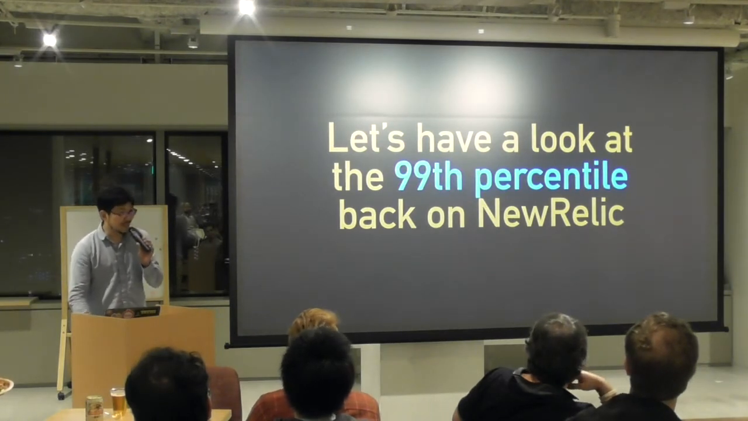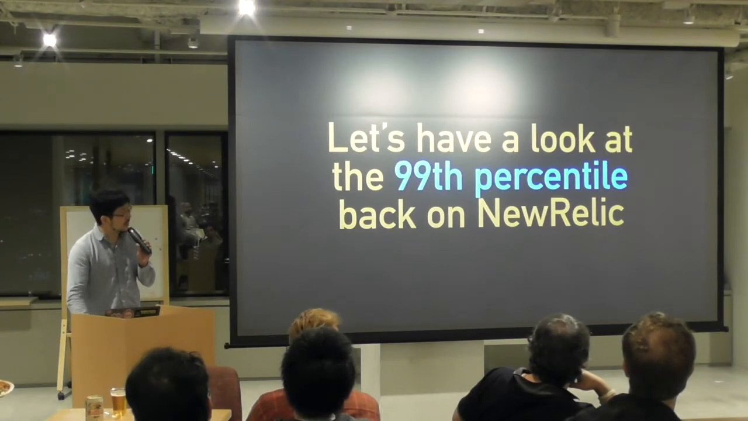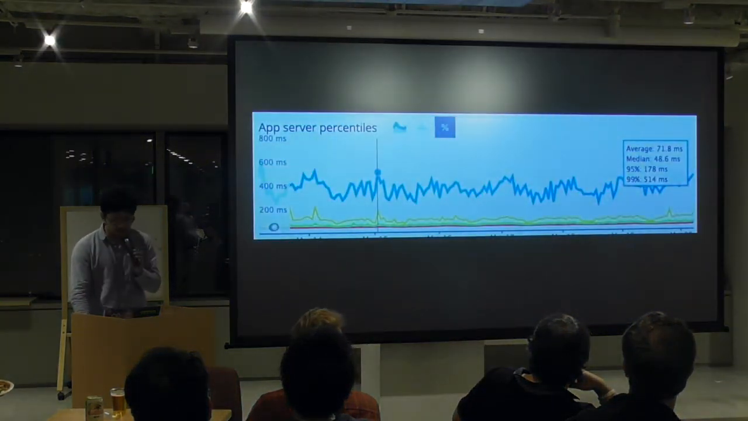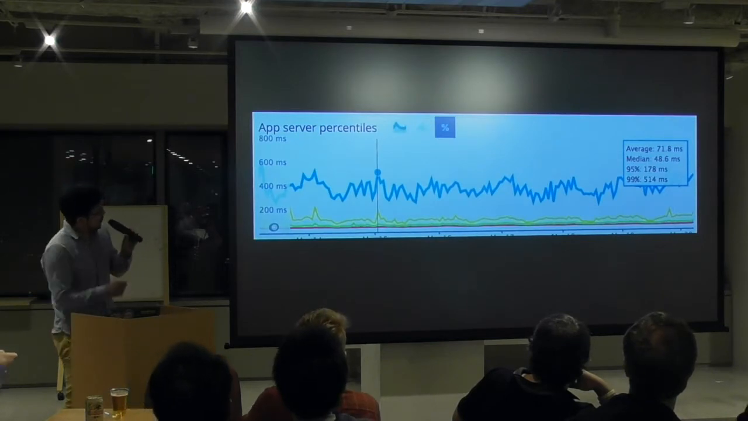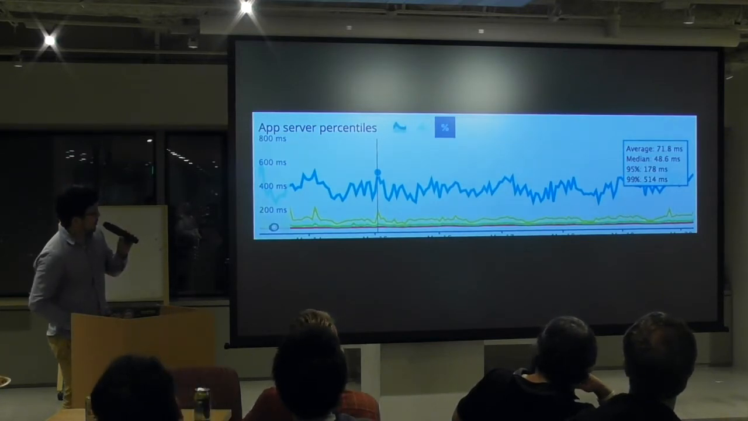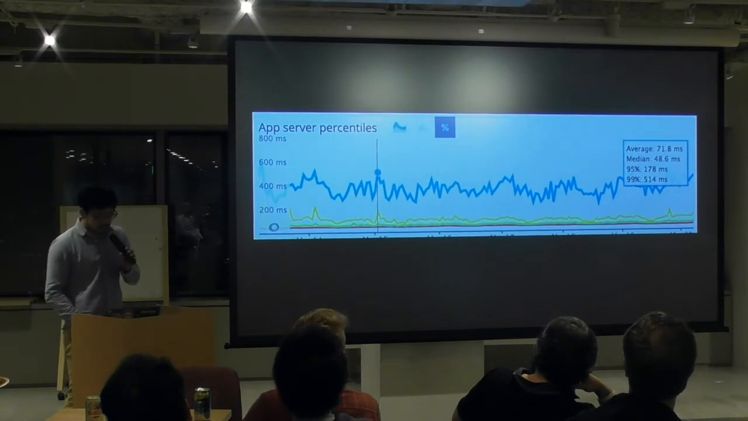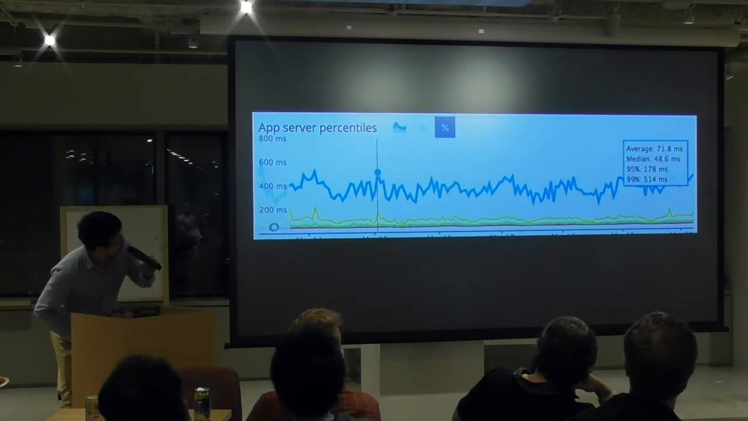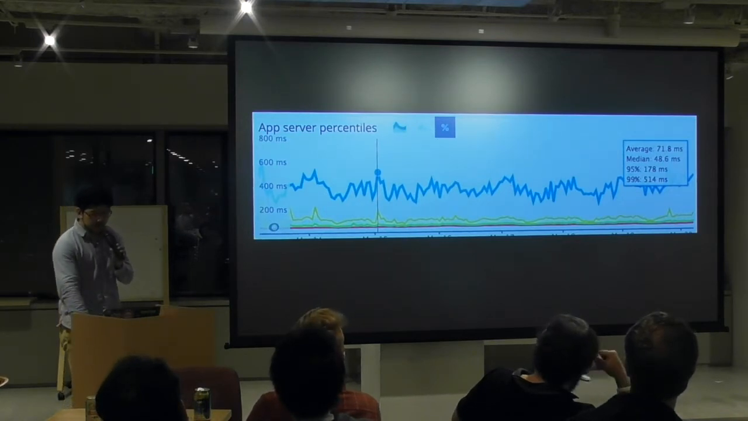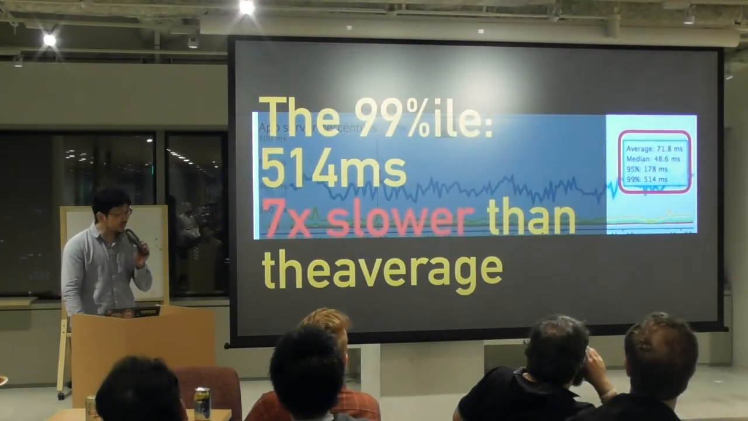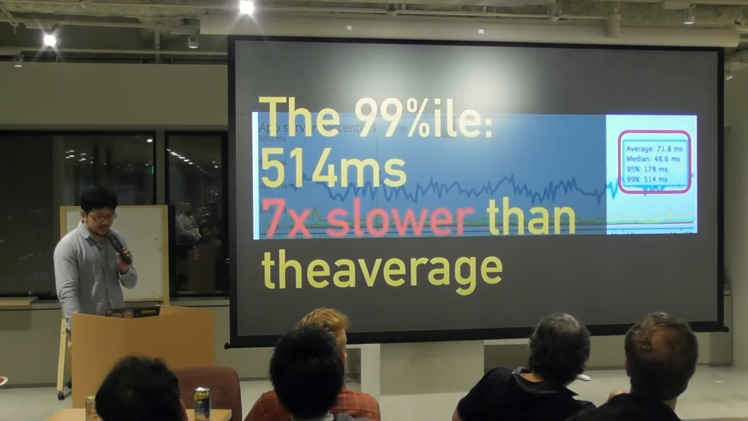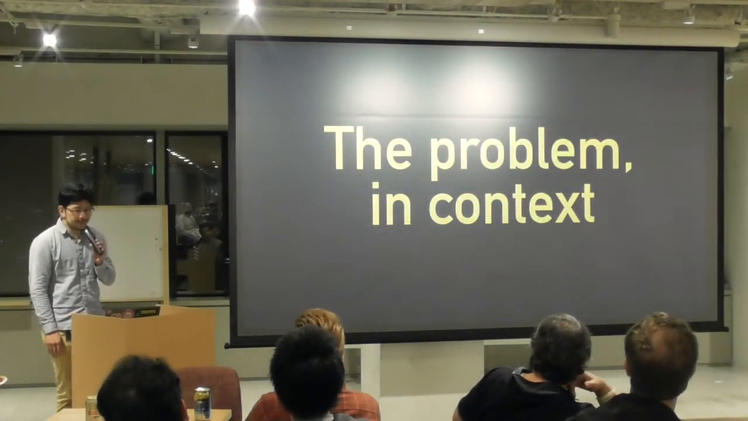I'm sure Scout has something like this as well, but New Relic has a view which lets you look at the 99th percentile, and this is a lot more useful. In this particular example, the blue line illustrates the 99th percentile. If you look closely, it says 514 milliseconds, and this is 7 times slower than the average. So let's have a look at this in context.